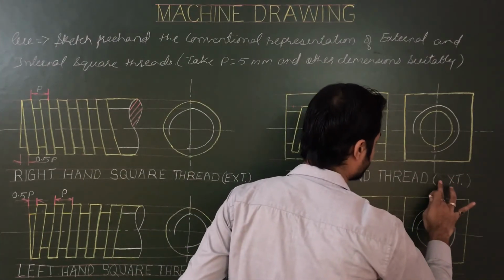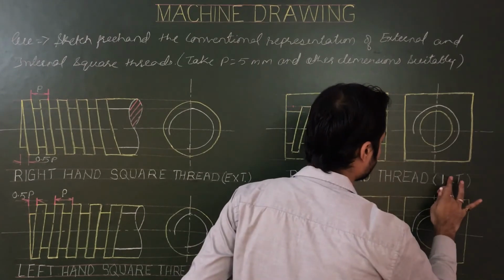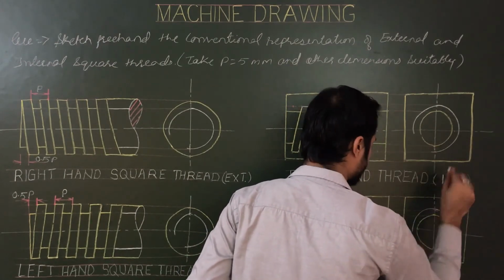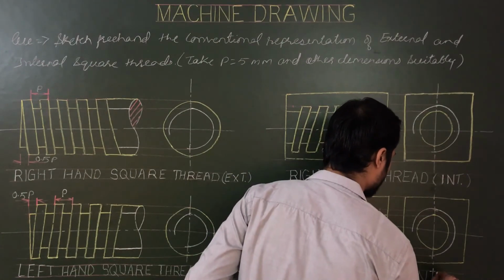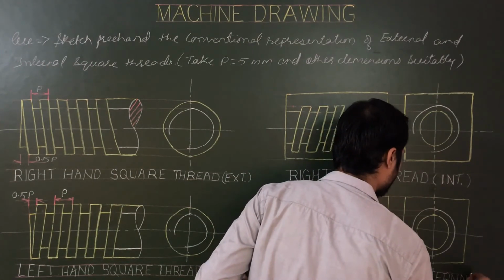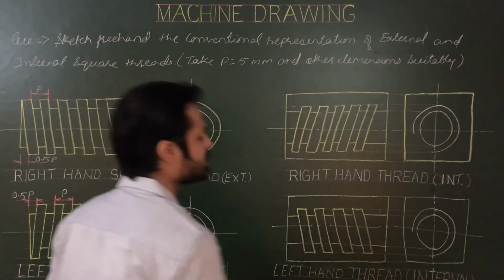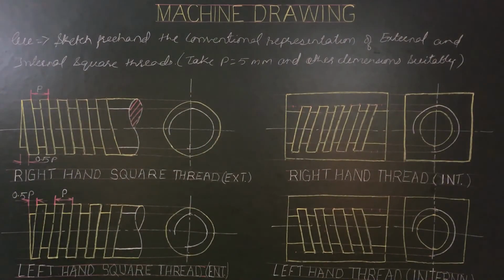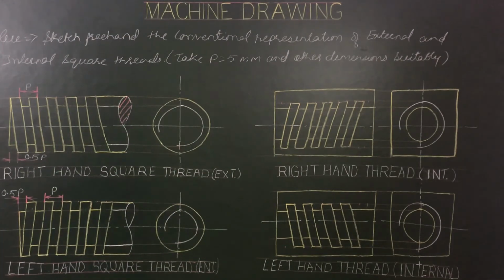Again, sorry, this is internal, INT. So if you have a space, write complete name, internal, or left hand thread internal, or internal left hand thread, or right hand square, similarly right hand square thread internal. So these are all possible headings. Draw all 4 figures in your sheet, use proper pencil, do proper dimensioning, and please do not use any instrument for construction work.